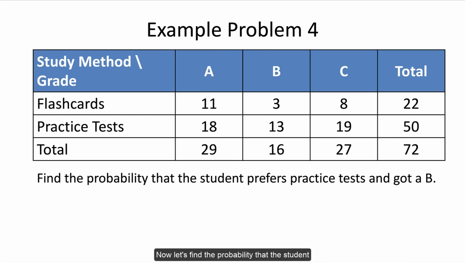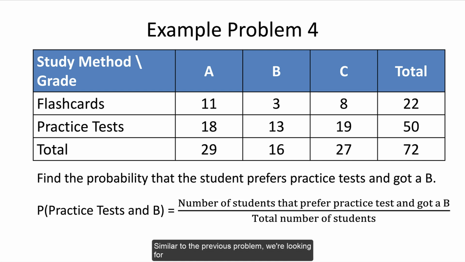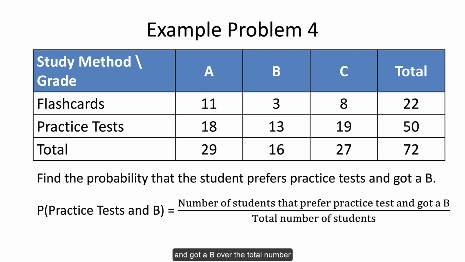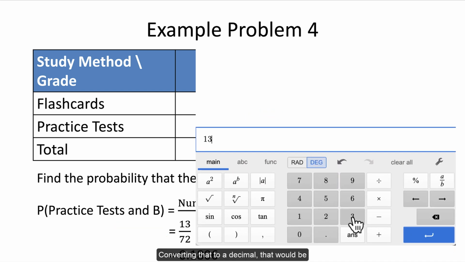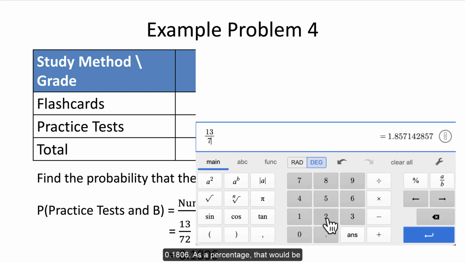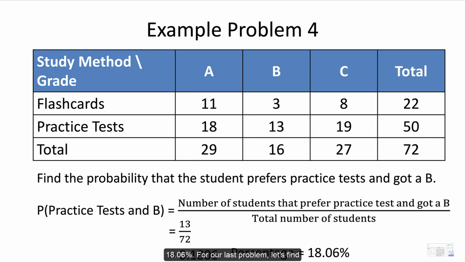Now let's find the probability that the student prefers practice tests and got a B. Similar to the previous problem, we're looking for the number of students that preferred practice tests and got a B over the total number of students. It looks like there are 13 students who preferred practice tests and got a B out of 72 students total. So this probability would be 13 out of 72. Converting that to a decimal, that would be 0.1806. As a percentage, that would be 18.06%.